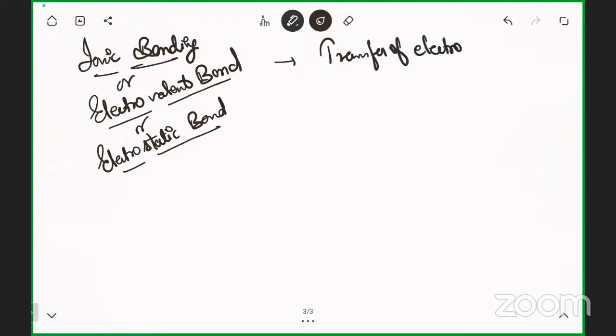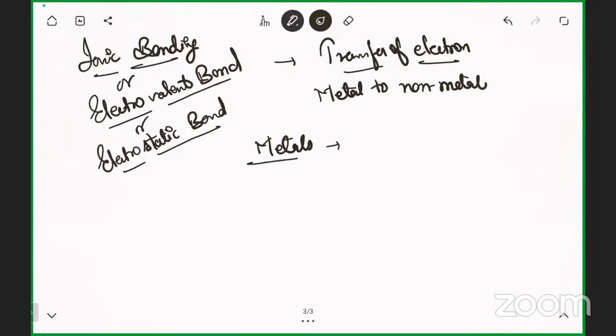electrons, and from where to where? From metal to non-metal. Metals have a great tendency to donate electrons. Why do they have a great tendency to donate electrons? They can easily donate electrons instead of accepting. You have learned the periodic table chapter, so can you please tell me why metals donate electrons easily?